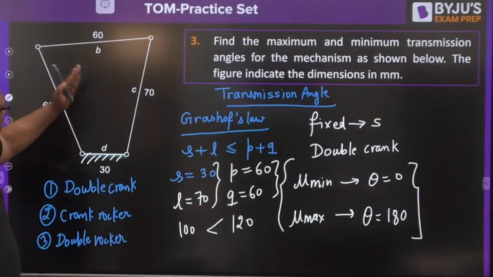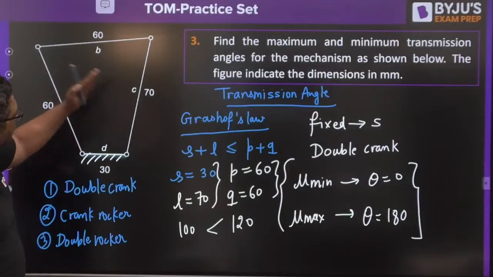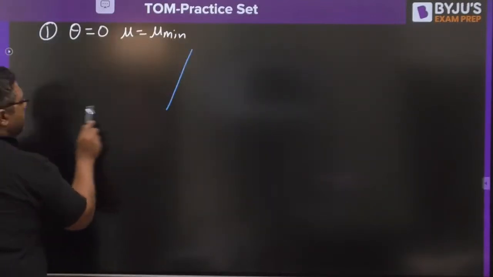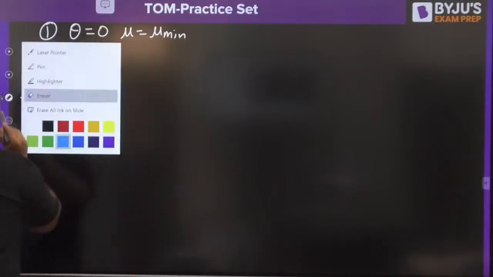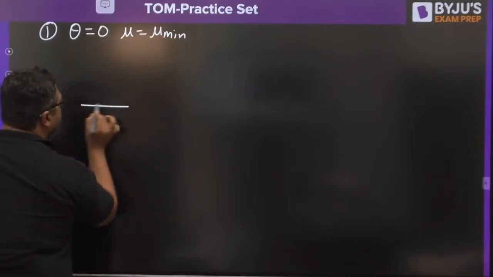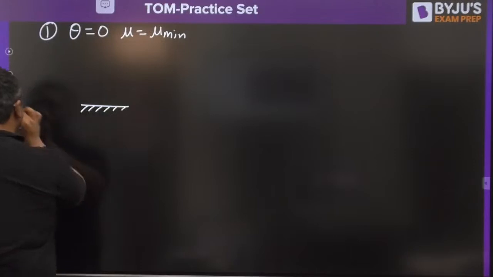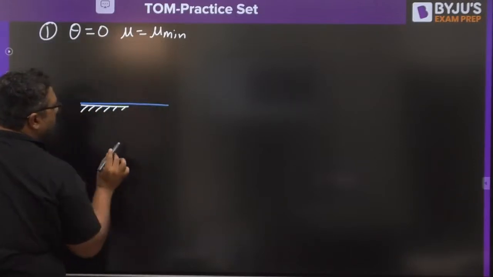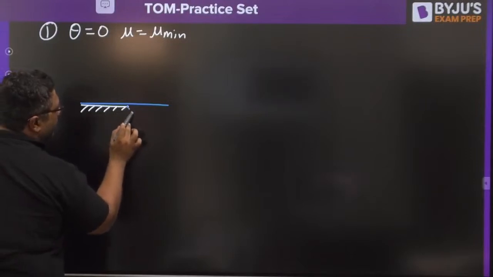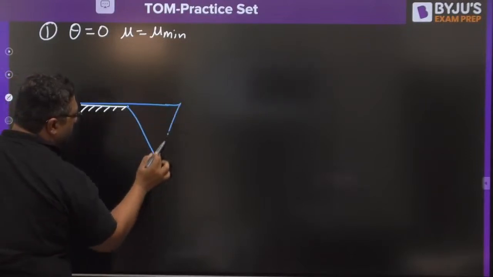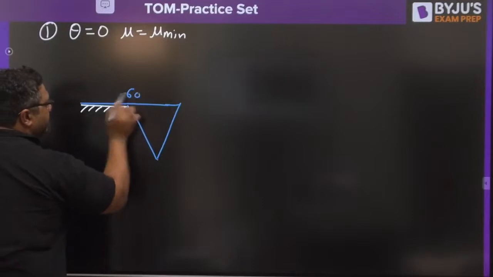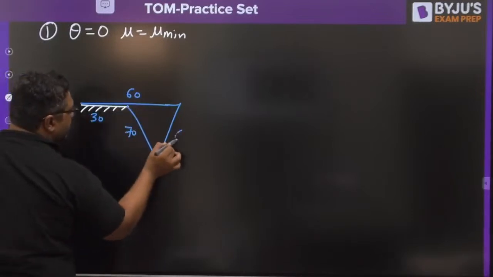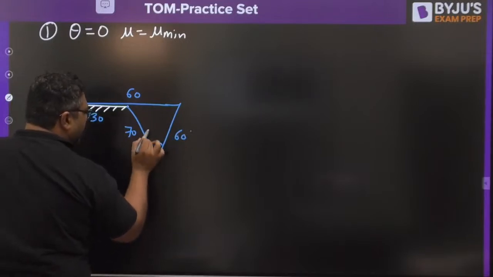So when you will be going with this, what kind of diagram will be there? I am making it, don't worry. So we will be having the diagram like this. This is 30, this is 60, and you already know, so this is 60, this is 30, this is 70, this is again 60. So you would be getting mu minimum.